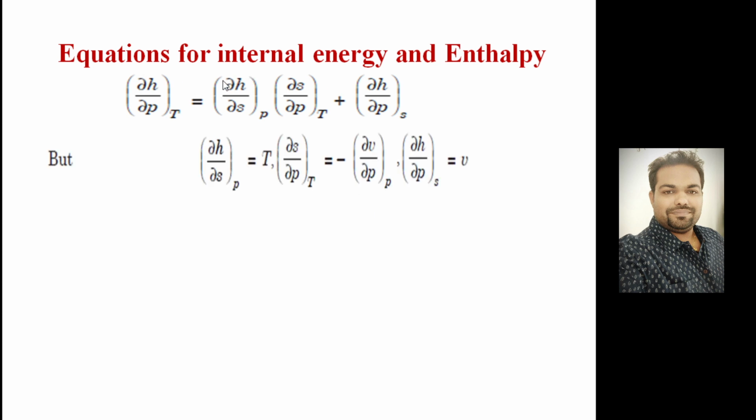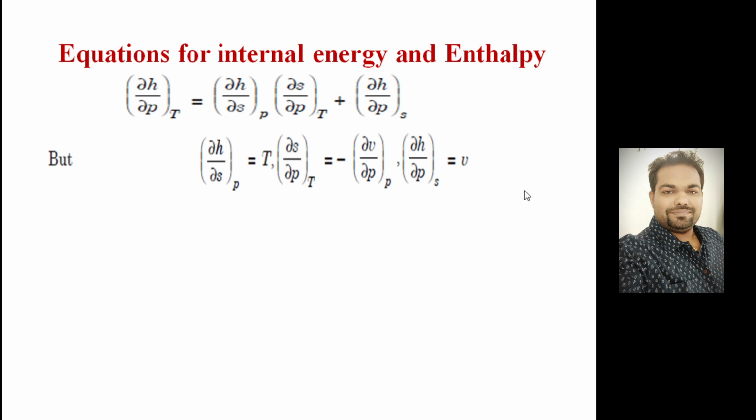If you look at this term, it is equal to temperature, right, because dh is equal to T ds. So this complete term is T, and using the Maxwell relation we write ∂s/∂p at T is equal to minus ∂v/∂T at p. And the last term, ∂h/∂p, will be equal to v, basically, because h is equal to u plus pv.